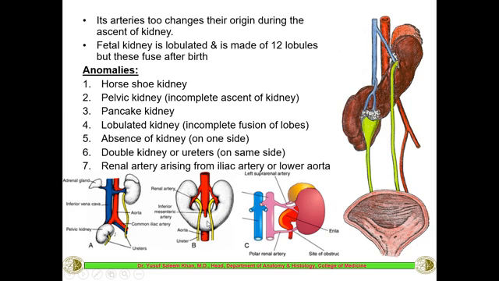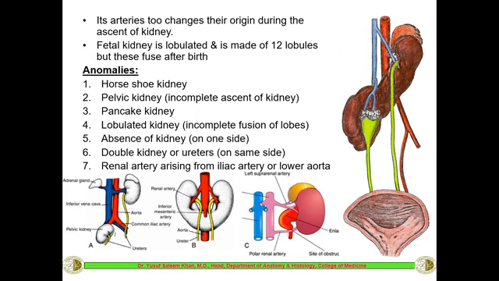the lower poles of both the kidneys have fused together. As we said, the lower poles are much more away from the midline compared to the upper poles, but initially during development the lower poles are much closer. Sometimes they might fuse together, and that leads to a condition called horseshoe shaped kidney, because they look like a horseshoe. So that's why they are called the horseshoe kidney.